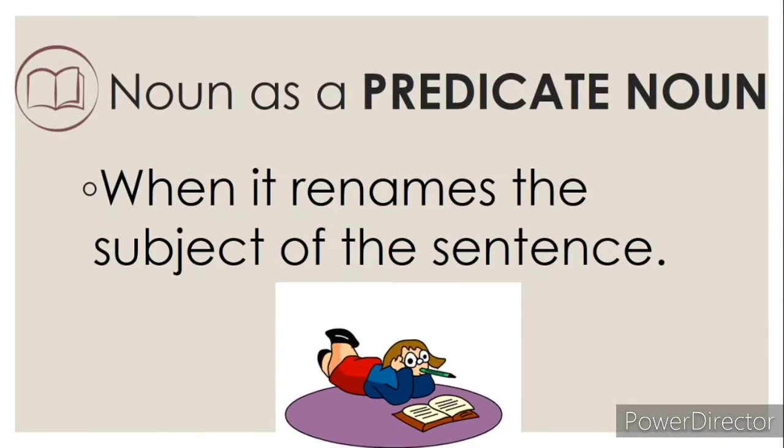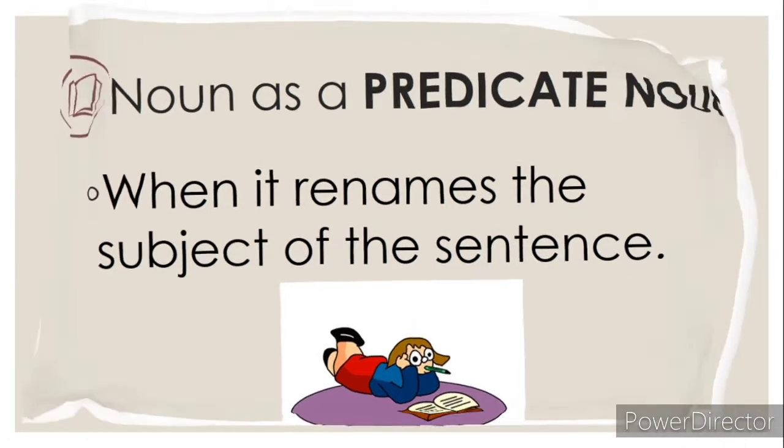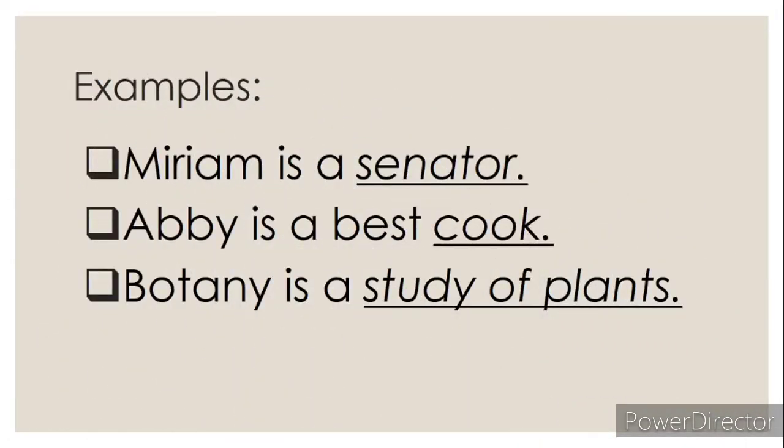Now, let us proceed with the noun as a predicate noun. It is a predicate noun when it renames the subject of the sentence. Again, please take a look at the word renames. Rename, renaming. Okay? So for example, Miriam is a senator. Okay? We use the word senator to rename Miriam. Next, Abby is a best cook. We use the noun cook to rename Abby.